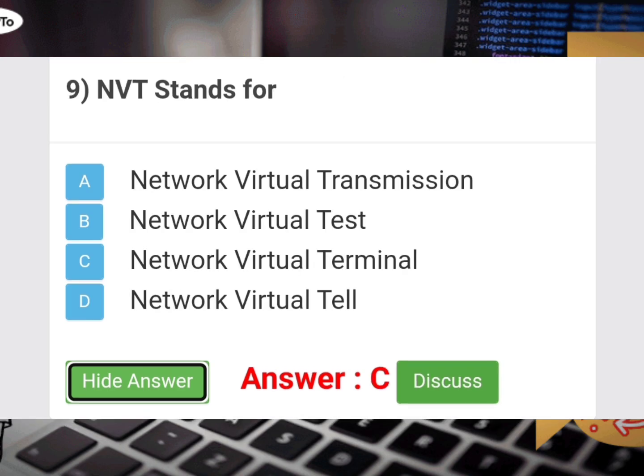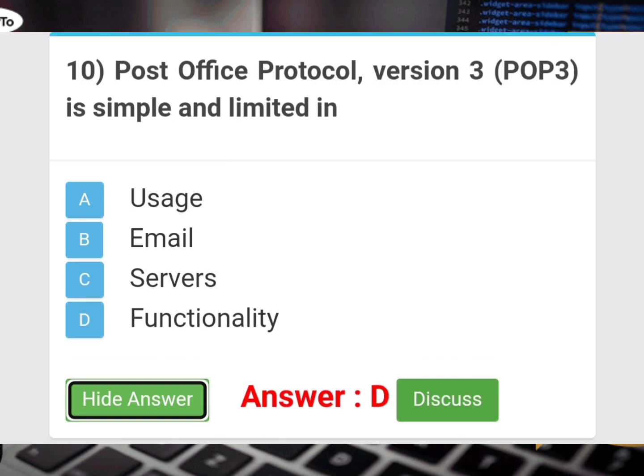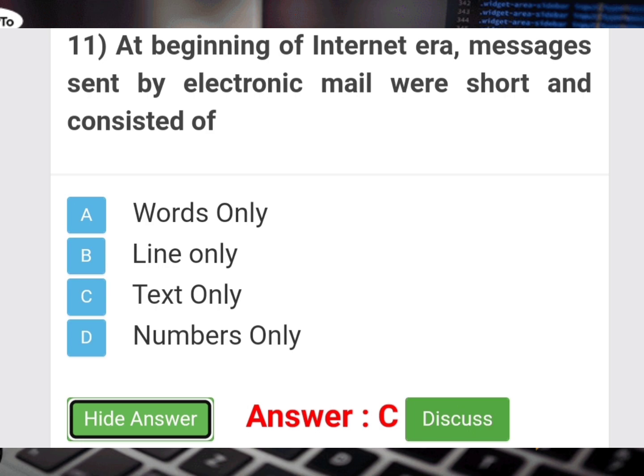NVT stands for answer C, Network Virtual Terminal. Post Office Protocol version 3, POP3, is simple and limited in answer D, functionality. At beginning of internet era, messages sent by electronic mail were short and consisted of answer C, text only.